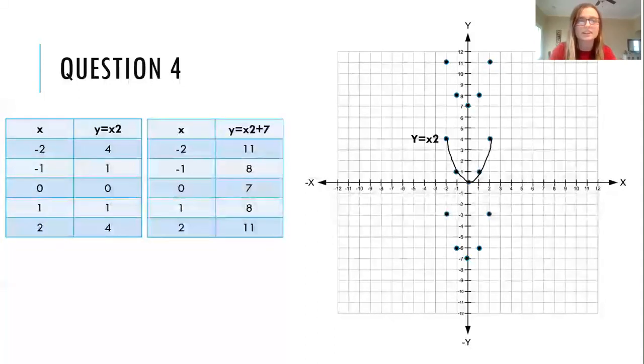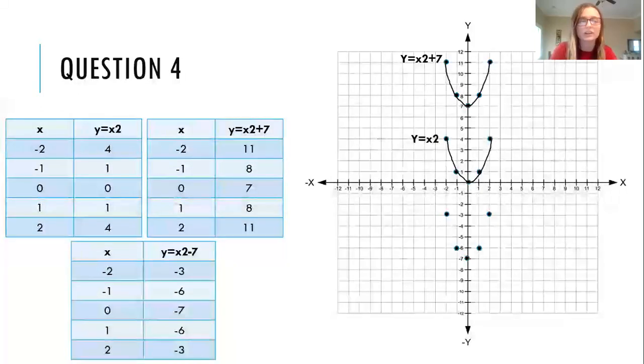And then we have our second set, x and y equals x^2 plus 7. And after we plot our points, it looks like this. And then our third table of values, we have y equals x^2 minus 7.